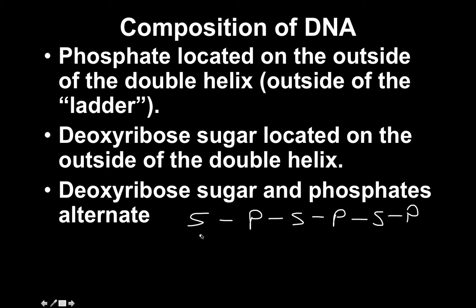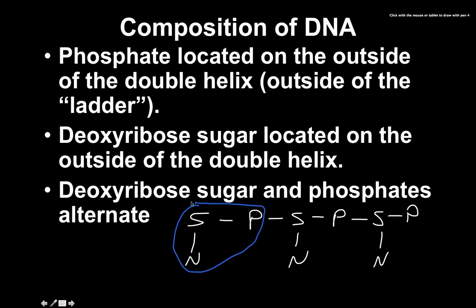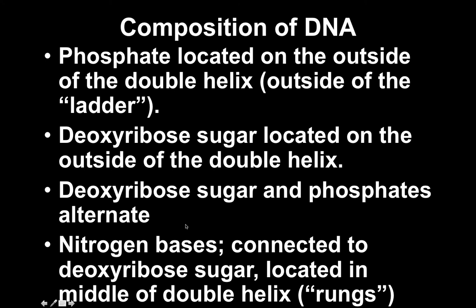And you could guess the nitrogen bases are attached to each of the sugars. So the nitrogen bases are on the inside. And again, remember that the sugar, the nitrogen base, and the phosphate all make up a nucleotide. So there's one nucleotide, there's a second nucleotide, and there is a third nucleotide. As we mentioned before, the nitrogen bases that are connected to the deoxyribose sugar are located in the middle of the double helix. If you're thinking of a double helix as a ladder, the nitrogen bases would be the rungs of the ladder.